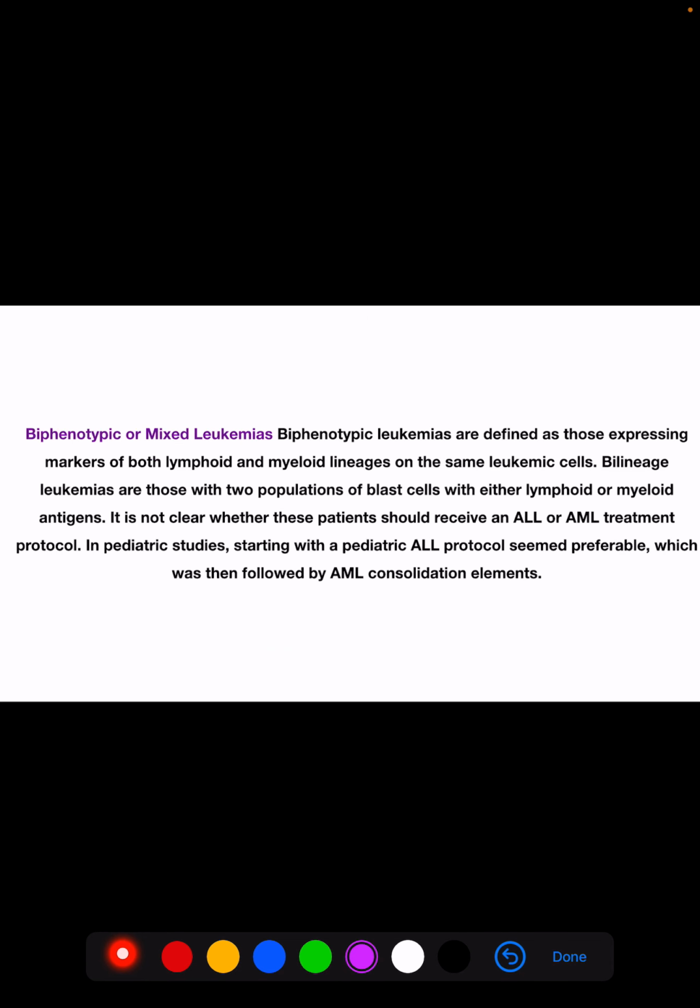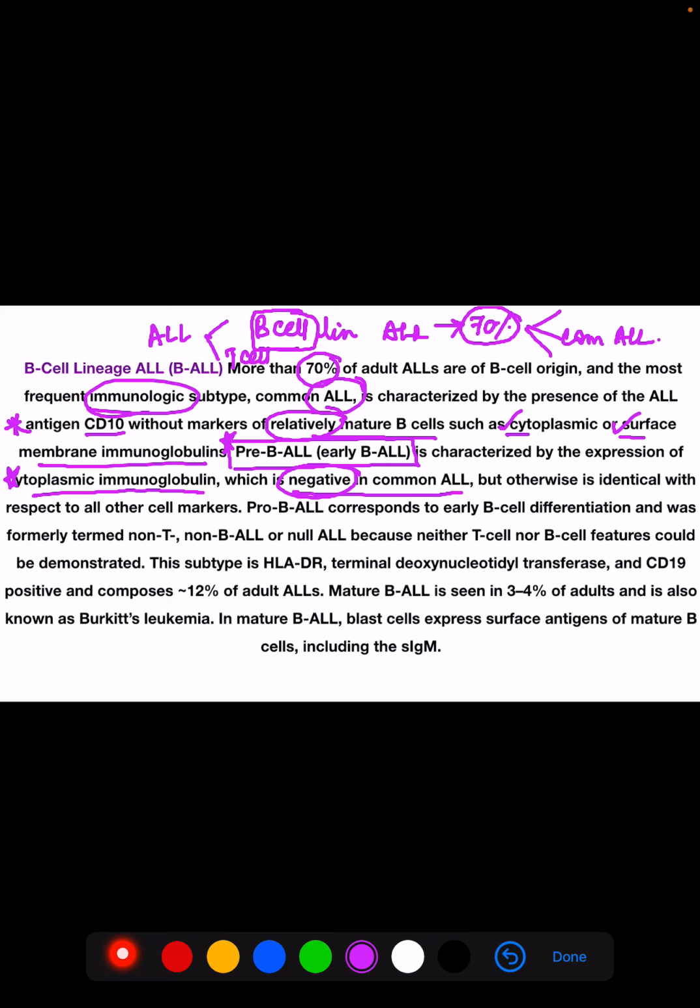Then we take pro-B-ALL. This corresponds to early B-cell differentiation, and it was called non-B-ALL or null ALL, because neither T cell nor B cell features could be demonstrated.